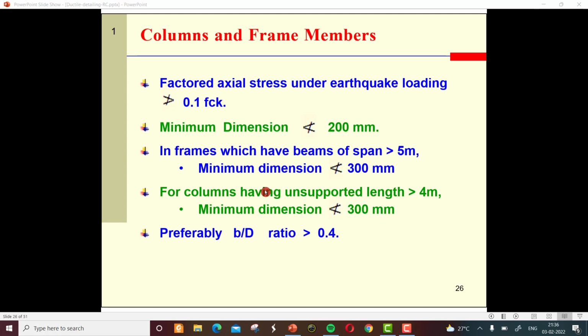So that's all for this video regarding the beam detailing as per IS 13920.